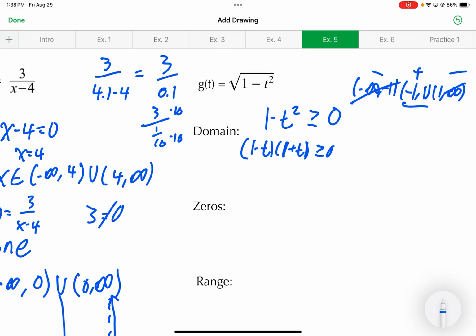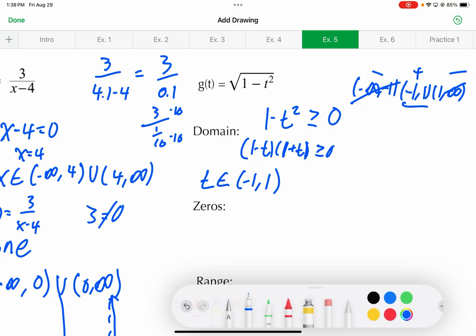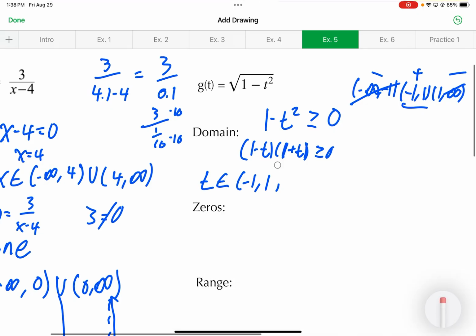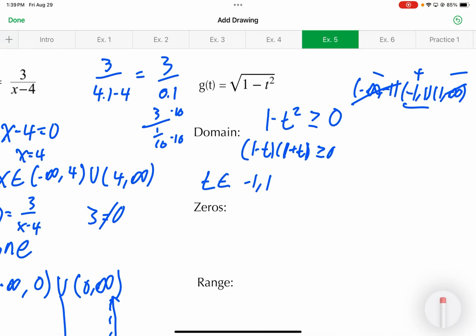So then my domain is going to be, ooh, what variable do I use here? T, very good. That's my independent variable. T is an element of -1 to 1. Okay. Now, can it equal 1? I kind of messed up when I wrote my intervals. Can it equal 1 and can it equal -1? Yeah, because what do you get under the square root if it equals 1? 0. Yeah, so I should not put parentheses here. I actually should put a bracket.